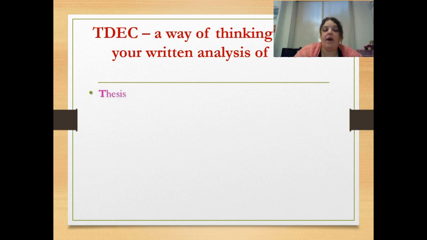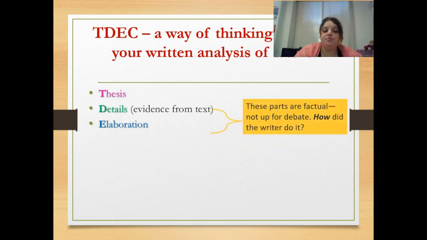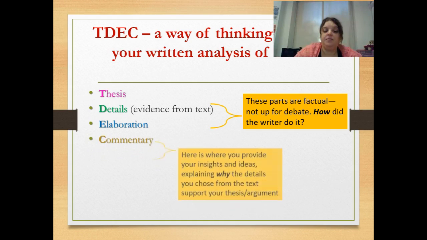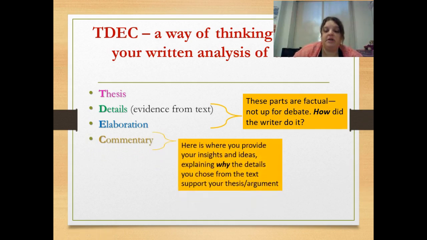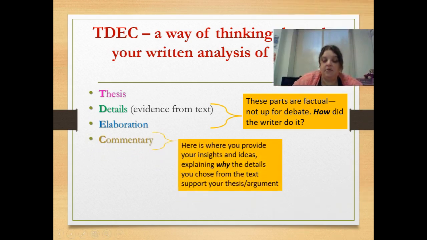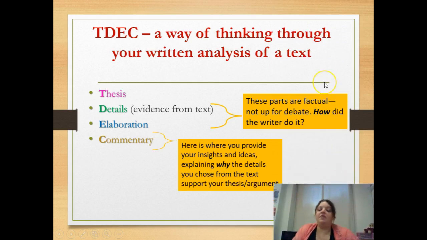So, a way of thinking through your writing, and I'm going to move mine down here so you can see. You have your thesis statement, your main idea. It's an opinion piece, something that can be proven and argued on both sides. You have details, evidence from your text. Your evidence is going to be factual. It's not up for debate. How did the writer do what they did? And how are you backing that information up to support your thesis?